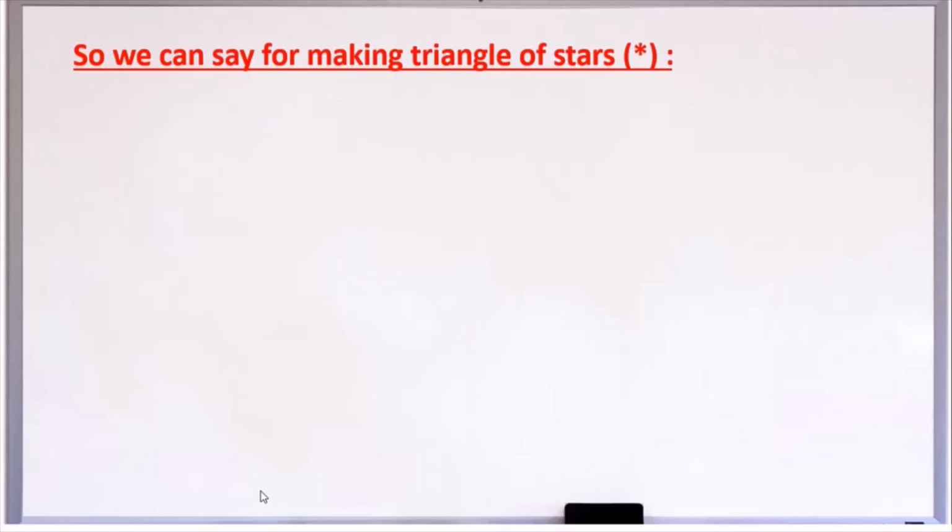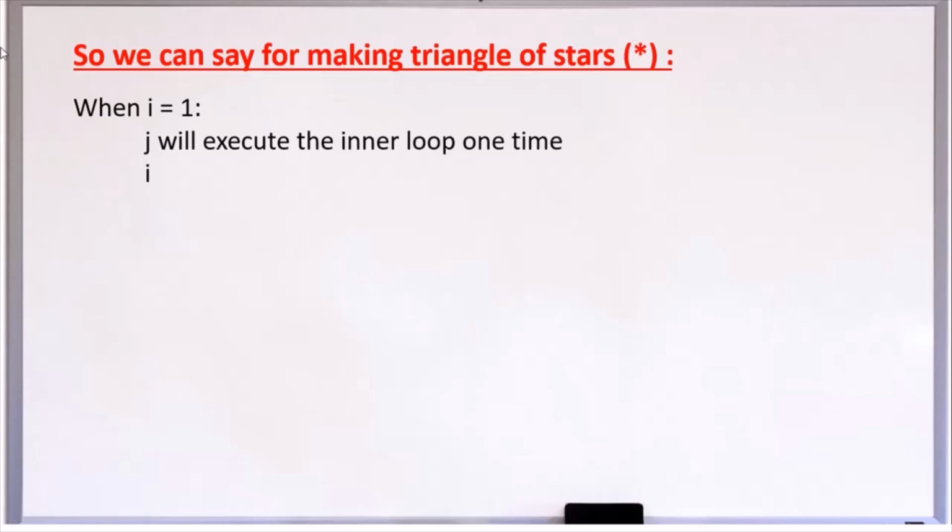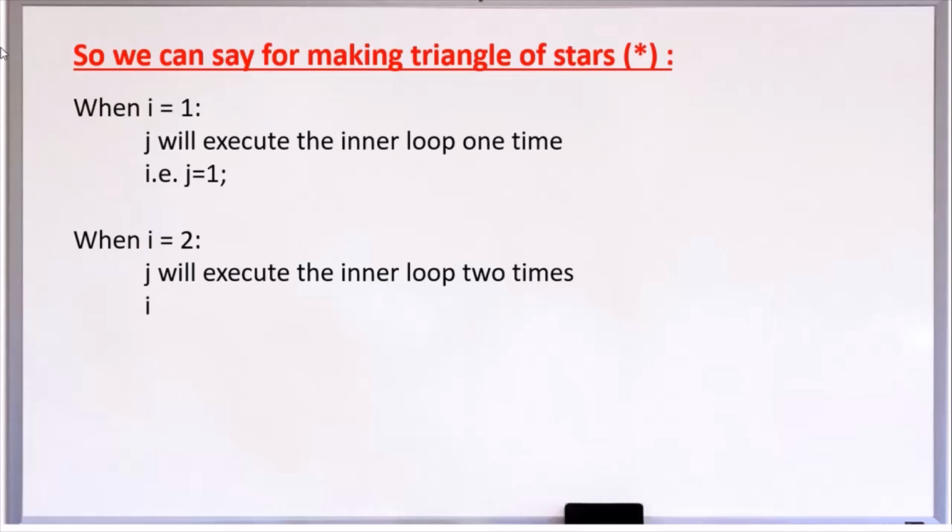For example, we have to make the triangle of stars. What actual programming will be there in the practical? It will be like this. When i is 1, j will execute the inner loop 1 time, isn't it? For the triangle of stars, we have seen this. When i is 2, j will execute the inner loop 2 times, isn't it? So j 1 and 2 means 2 stars are printing there.